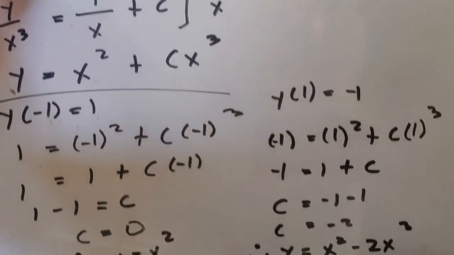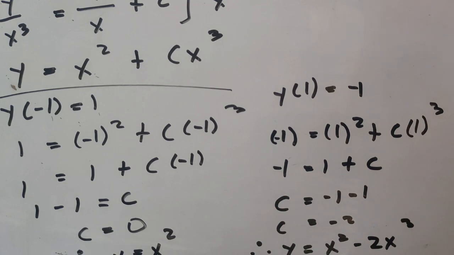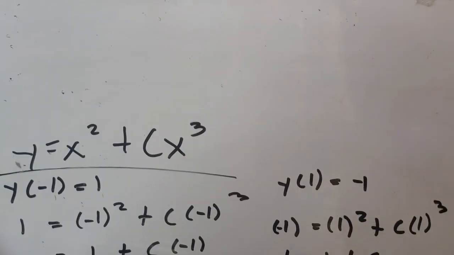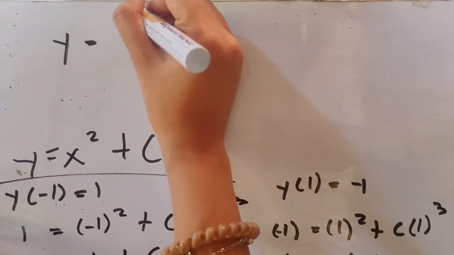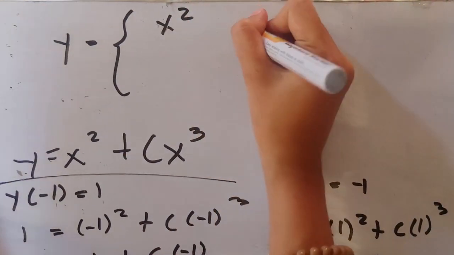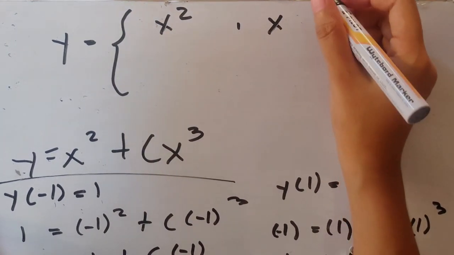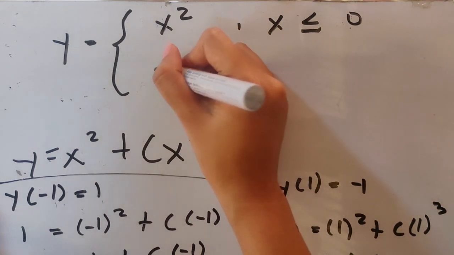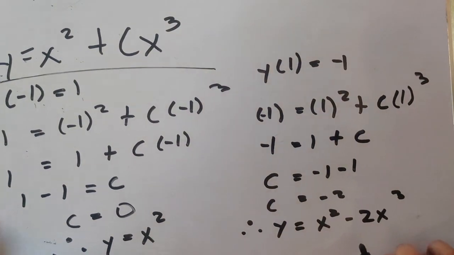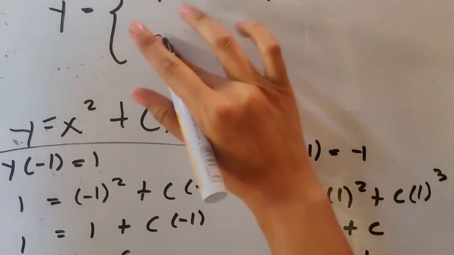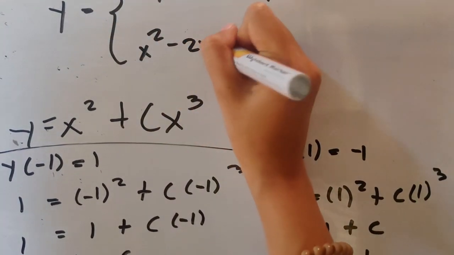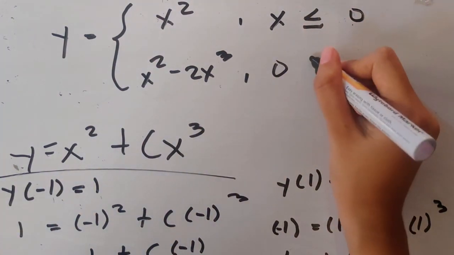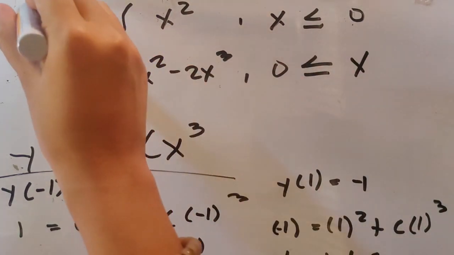So we satisfied our condition. We can now conclude that y is equal to x squared for x less than or equal to 0, and y is equal to x squared minus 2x cubed for 0 less than or equal to x. So, that is our final answer.